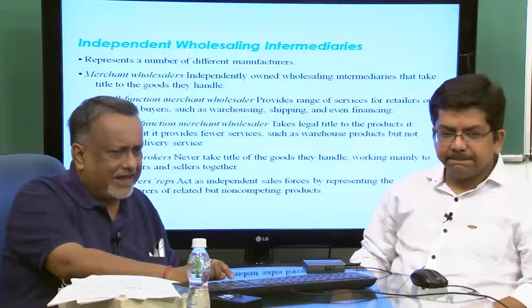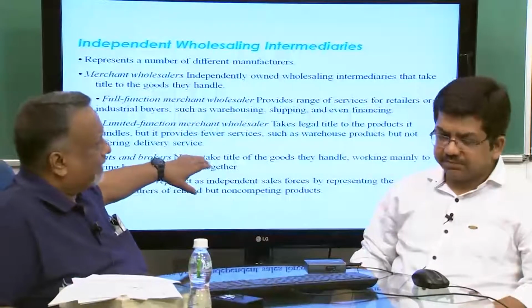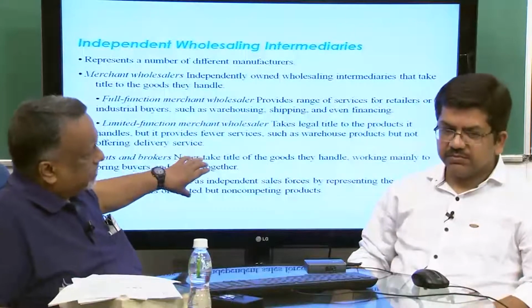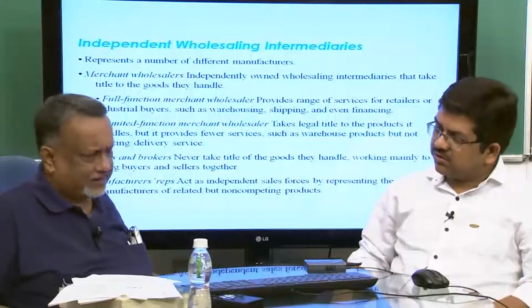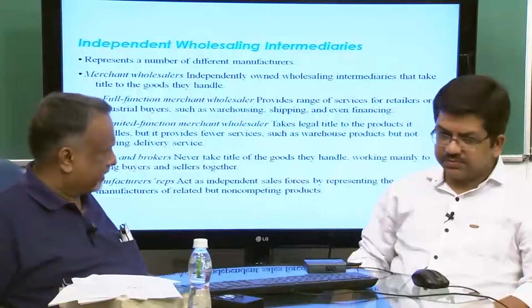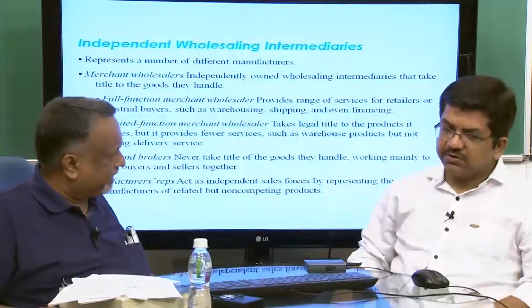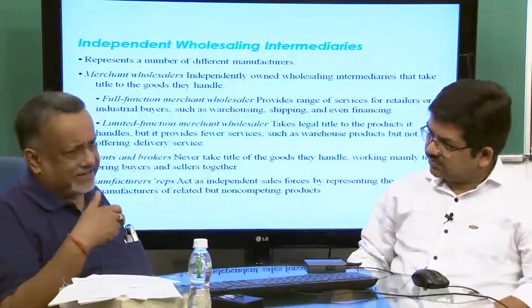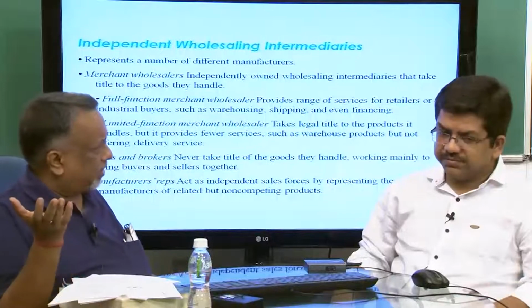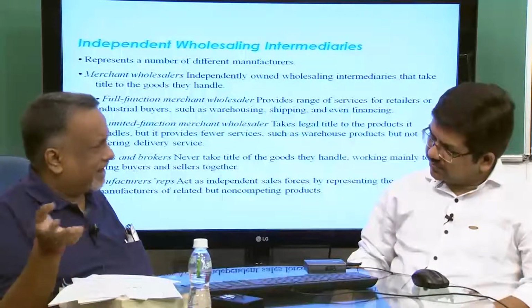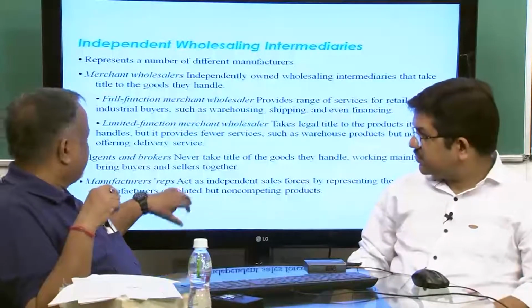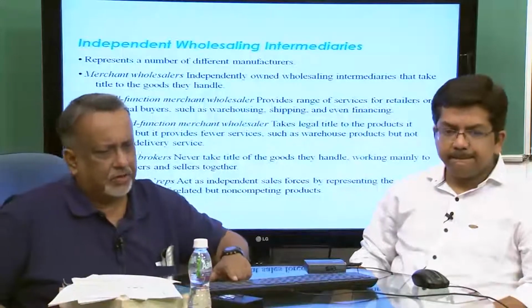These people leverage availability of space and availability of working capital to offer value. And then we have agents and brokers who actually have no working capital requirement, because they never take the title of the product. The ownership transfers directly from the manufacturer to the customer. These people only take commission. This is also in industrial products particularly, or in very high value consumer purchase, like maybe a house or some land, you will find such intermediaries. And then we have manufacturers representatives. They also act almost like brokers actually.